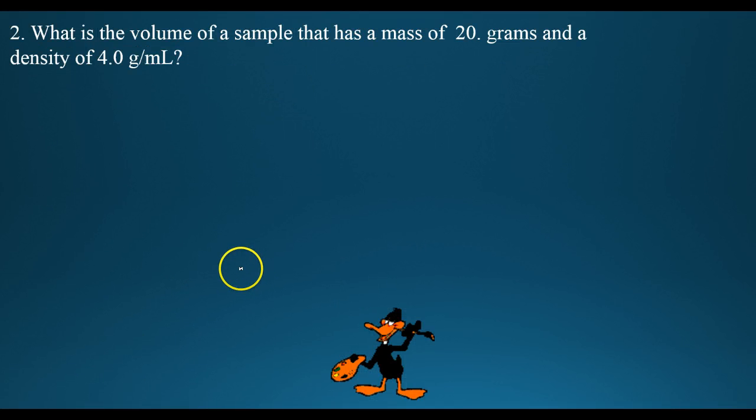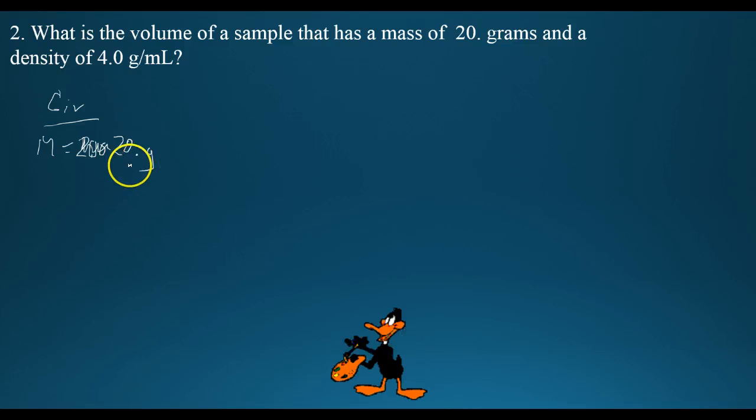Next, what is the volume of a sample that has a mass of 20 grams and a density of 4.0 grams per milliliter? So our given is mass, and we have 20. with a decimal point, grams. That decimal point is significant because it tells us the 0 is significant, so you have two sig figs there. The density is equal to 4.0 grams per milliliter. Alright, our unknown, we're asked to find the volume. So volume is the unknown.